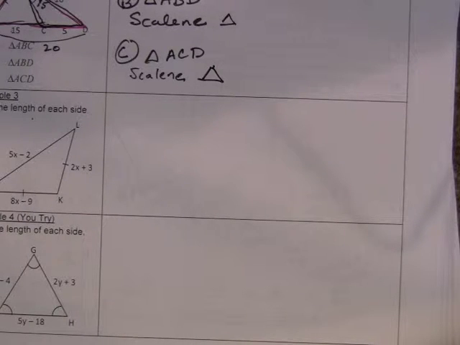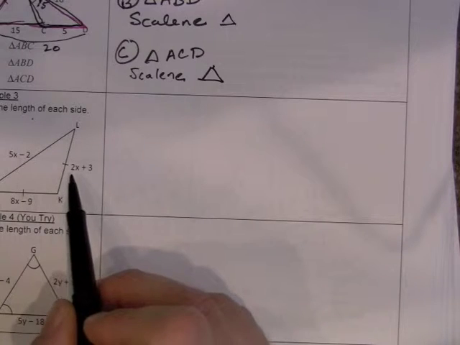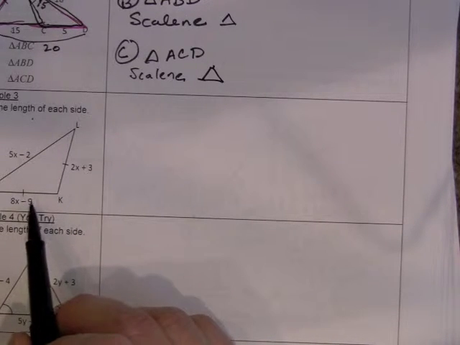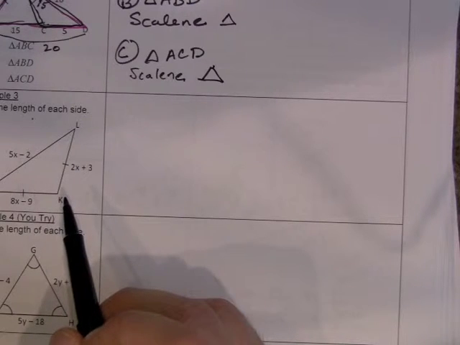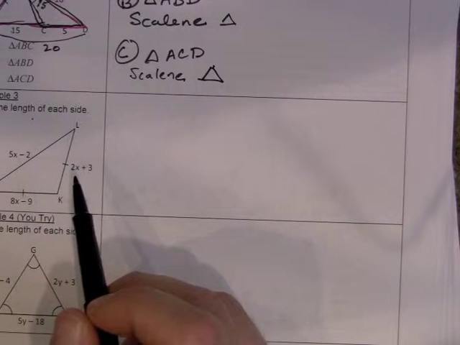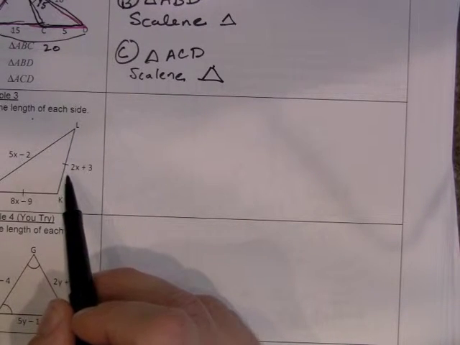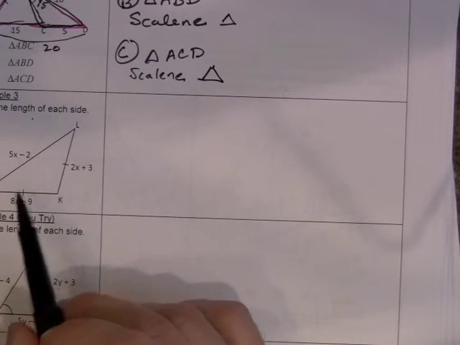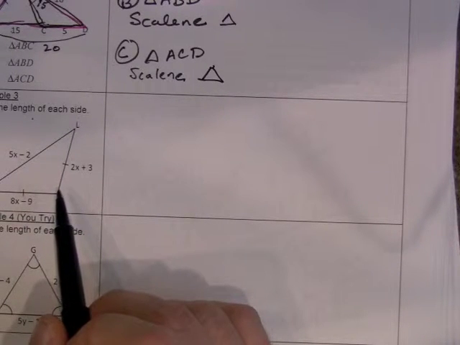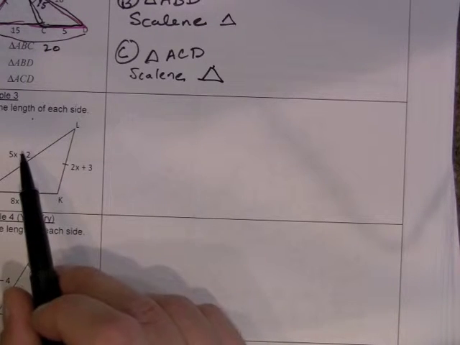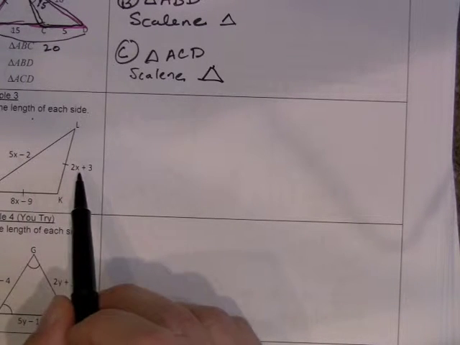Well, a common mistake would be to say 2x plus 3 plus 8x minus 9 plus 5x minus 2 equals 180. Any ideas why that's wrong? Those people who might have thought that, what you were doing is that this is a triangle and, oh, 180. Well, 180 relates to the degrees of angles, not sides. Sides will never add up to 180 degrees.